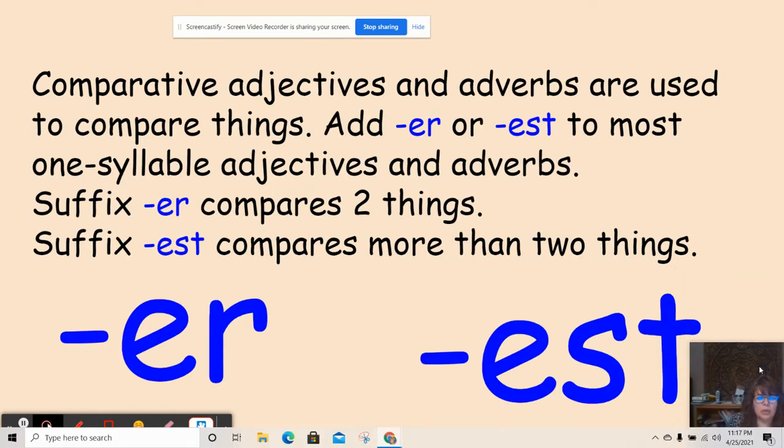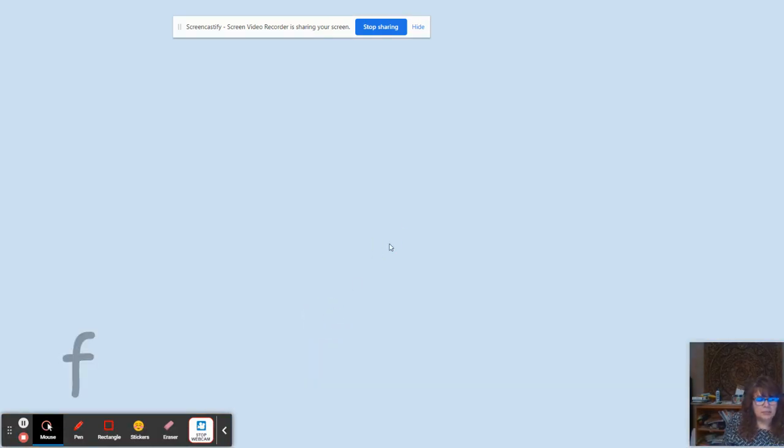So now we're going to be working with comparative adjectives and adverbs. That's why we reviewed the adjectives and adverbs. So adjectives describe a noun and adverbs describe the verb. They are used to compare things. Add er or est to most one-syllable adjectives and adverbs. The suffix er compares two things. So if we're comparing two things, it's er. The suffix est compares more than two things. So it's the most. Okay, so let's begin.